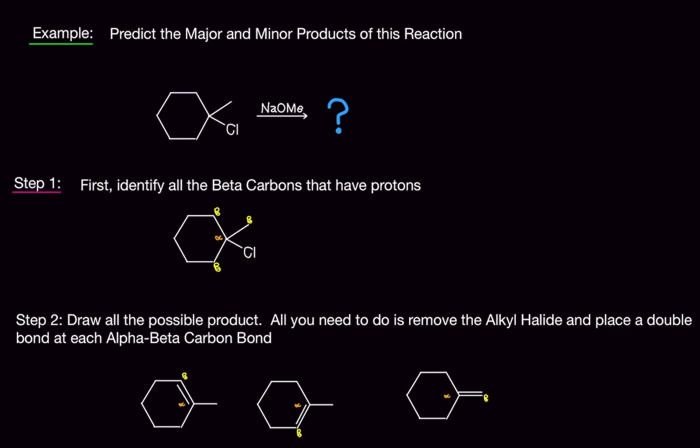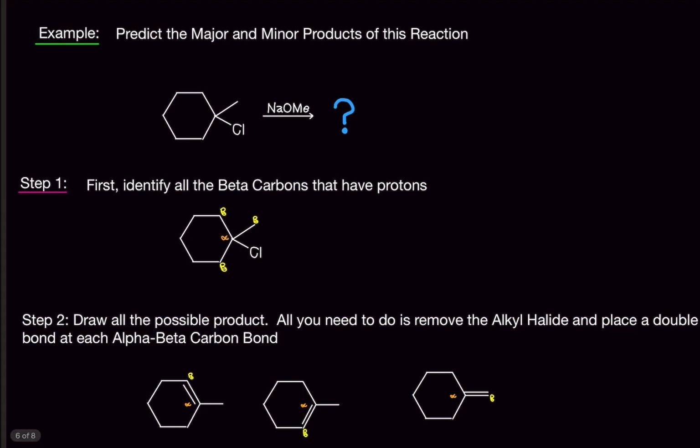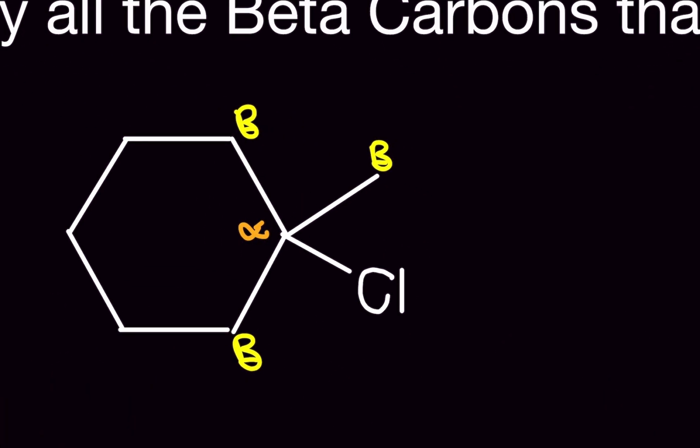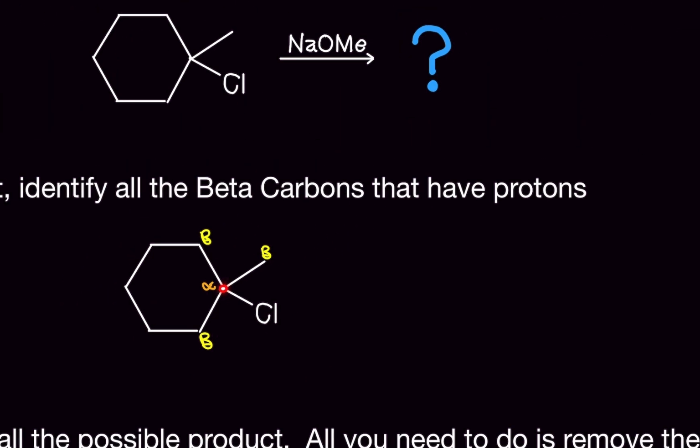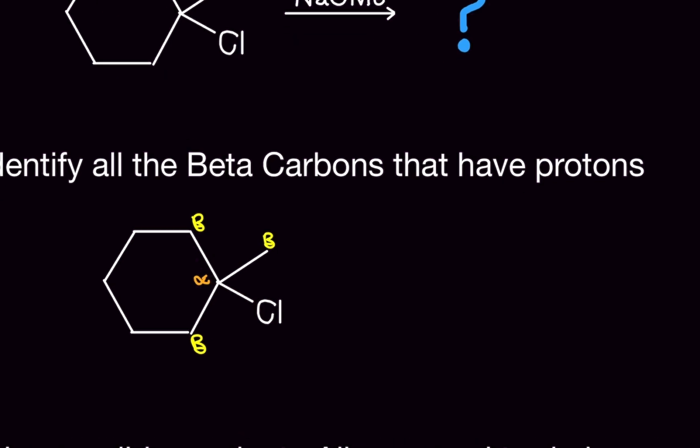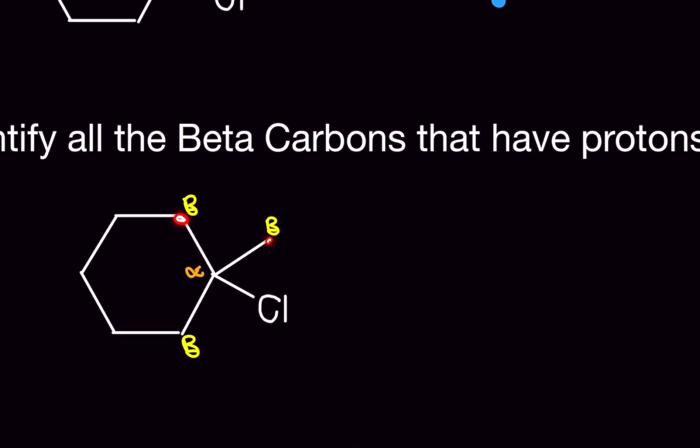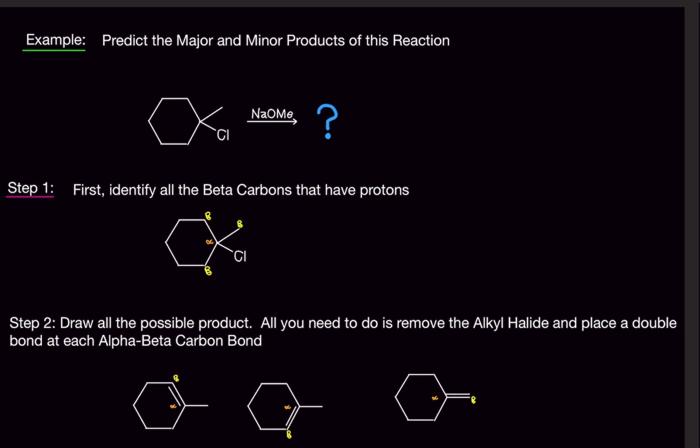First, identify all the beta carbons that have protons. So this is the first step. First, you need to identify what is the alpha carbon and what are the beta carbons. So remember, the alpha carbon is the one directly bonded to the halogen. Now, all the carbons adjacent to the alpha carbon are beta carbons, okay? So that's what I did. I just drew in a beta sign for all of them, okay? That's step one.